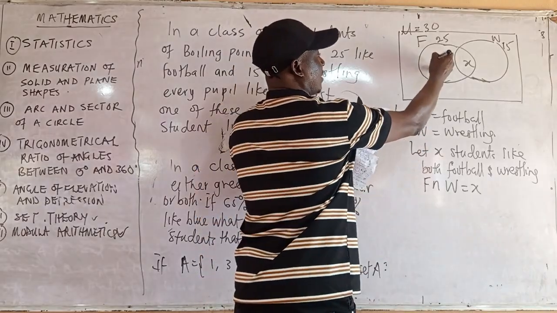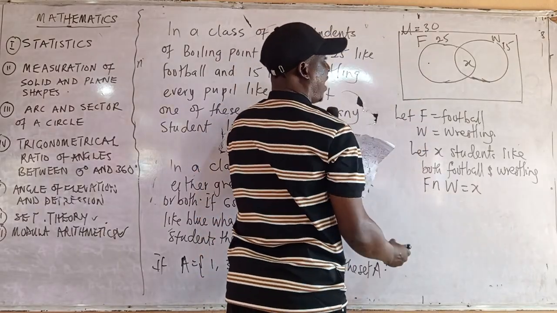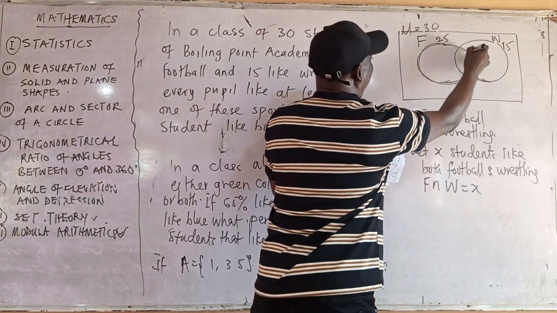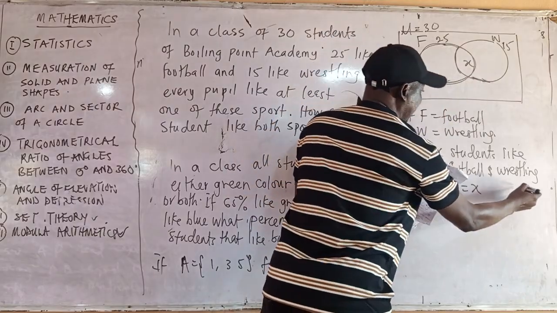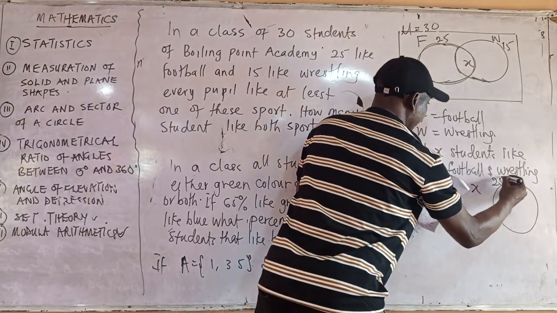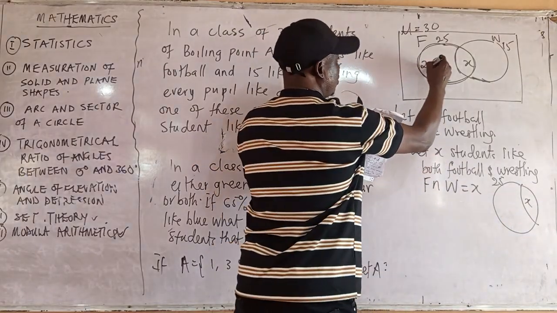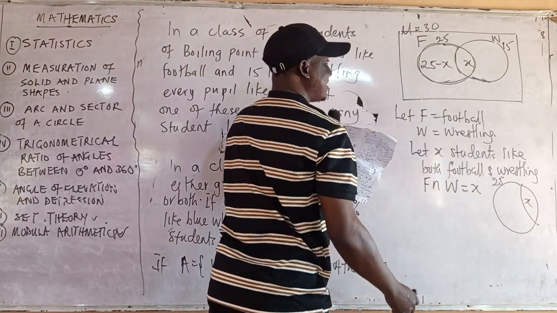What about this one? Who will now be here? Who will now offer only football? Look at what everything here is: 25. You have cut one part. Look at the full circle, 25. I've cut one part to be X. What will be here? It's 25 minus X.